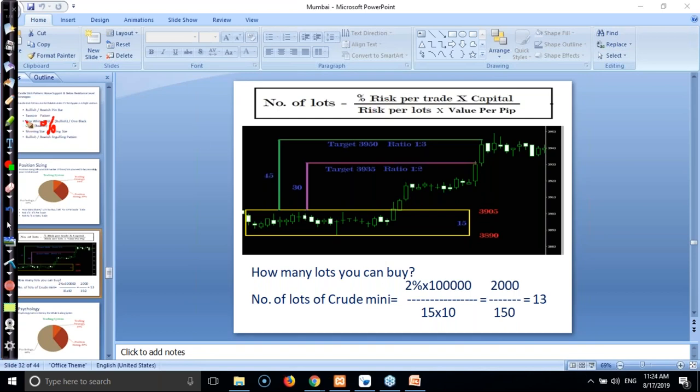Suppose you want to take 2% risk of the entire amount. Next you can see total capital, the amount in your capital. If somebody has 50,000, for example 50,000, divided by risk per lot. Per lot we want to take risk. Here we have seen 50 point, into per value 10 point, 10 pips in crude oil, remember, not more than crude oil.